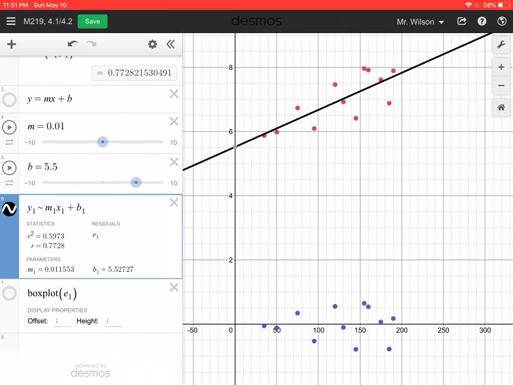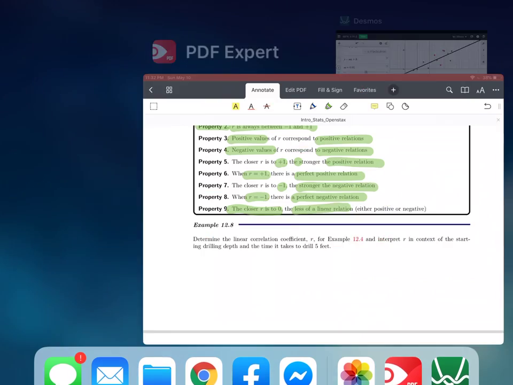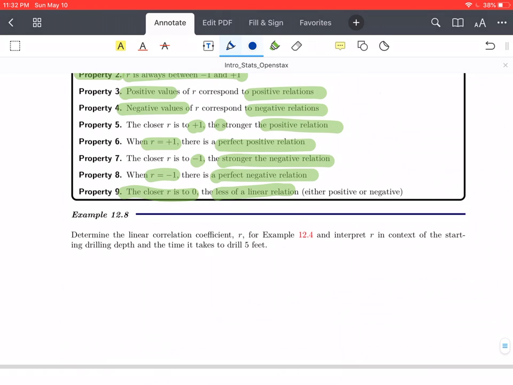Okay. So if you just plot this scatter plot and then create the linear regression, Desmos is going to give you the correlation coefficient, which is so helpful that we don't have to calculate it by hand. Okay. So we get r equals 0.7728.